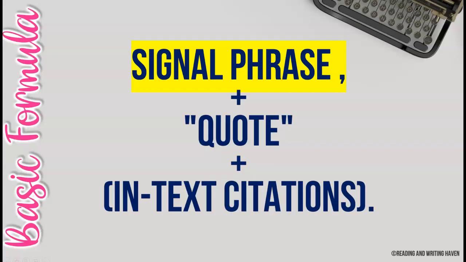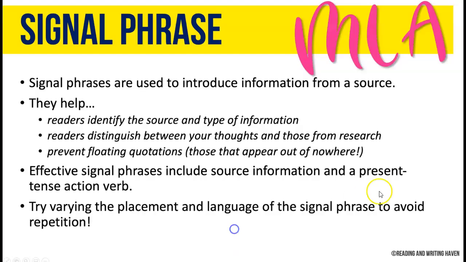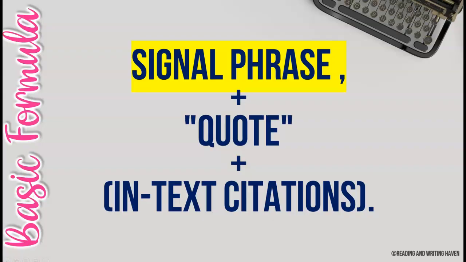So let's look. This is the basic formula for introducing a quote into your paper. You have a signal phrase, and then you put a comma after it. And then you're going to use your quote from the book, word for word, in quotation marks. And then you're going to use an in-text citation at the very end in parentheses, and you're going to provide the period for the entire sentence at the end of the parentheses, at the end of your in-text citation.